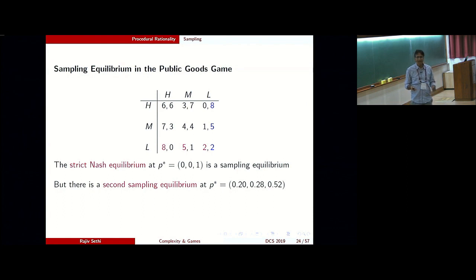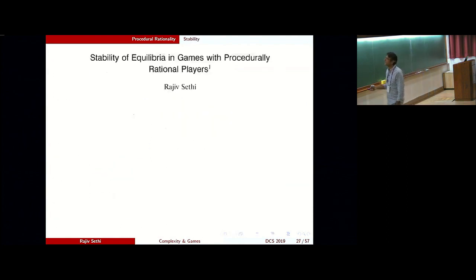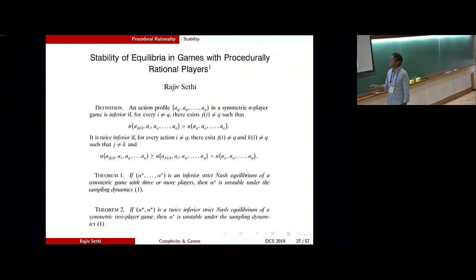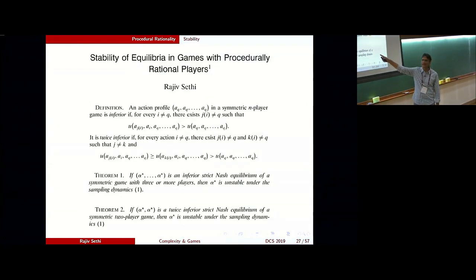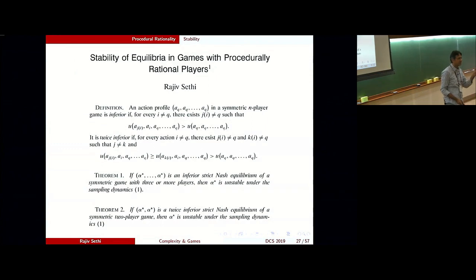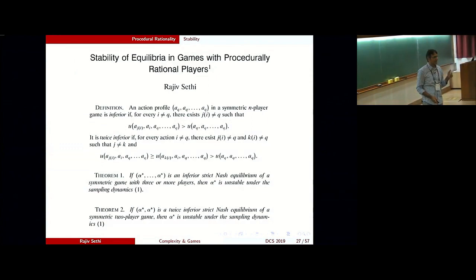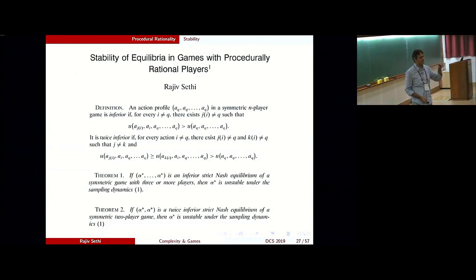And the result says that if you have 3 or more players, inferiority is sufficient for instability. You will get instability as long as the Nash equilibrium satisfies inferiority. If you have a 2-player game, then you need twice inferiority. And you saw that in that example, the sufficient condition is satisfied. So it's not just a simulation that I showed you. The simulation just illustrates a deeper result.